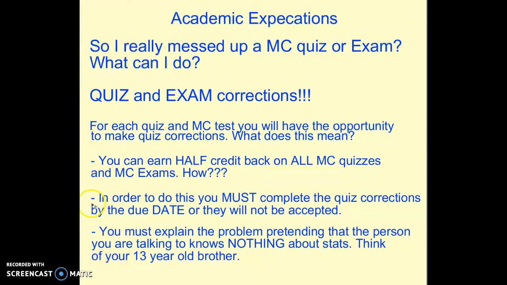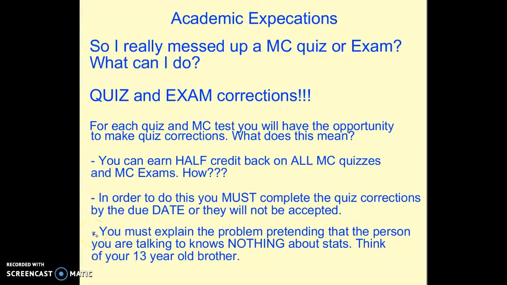Well, how can you do that? In order to do that, you must complete the quiz corrections by the due date or they will not be accepted. So on the calendar, it's listed when they're due. They're basically all due before the end of each unit. I do not accept them after each unit. So please just make sure you have them done by the due date on the calendar. I don't accept late work for multiple choice corrections.